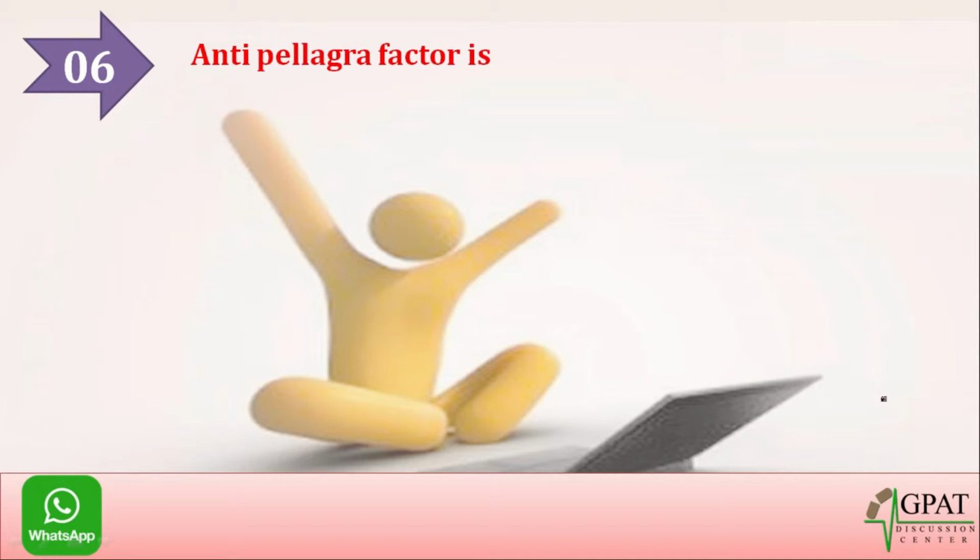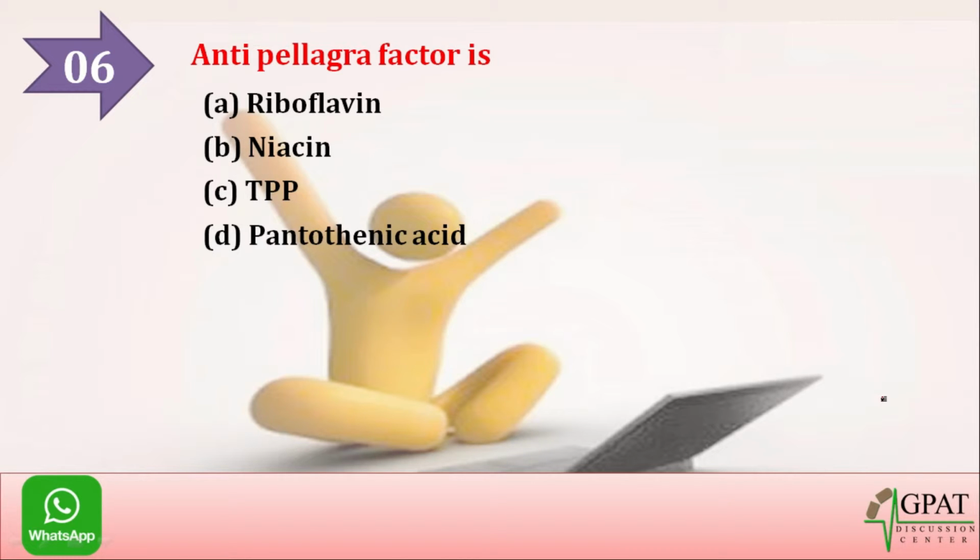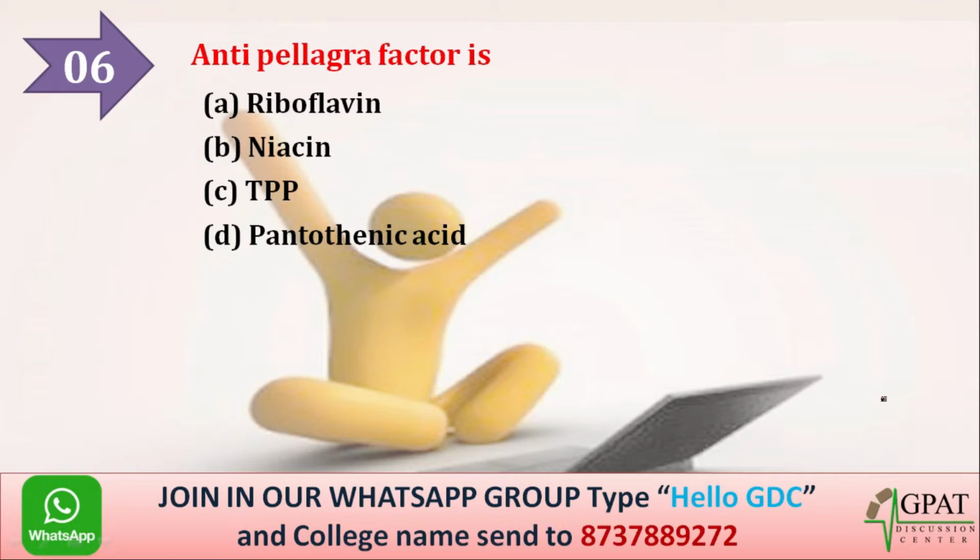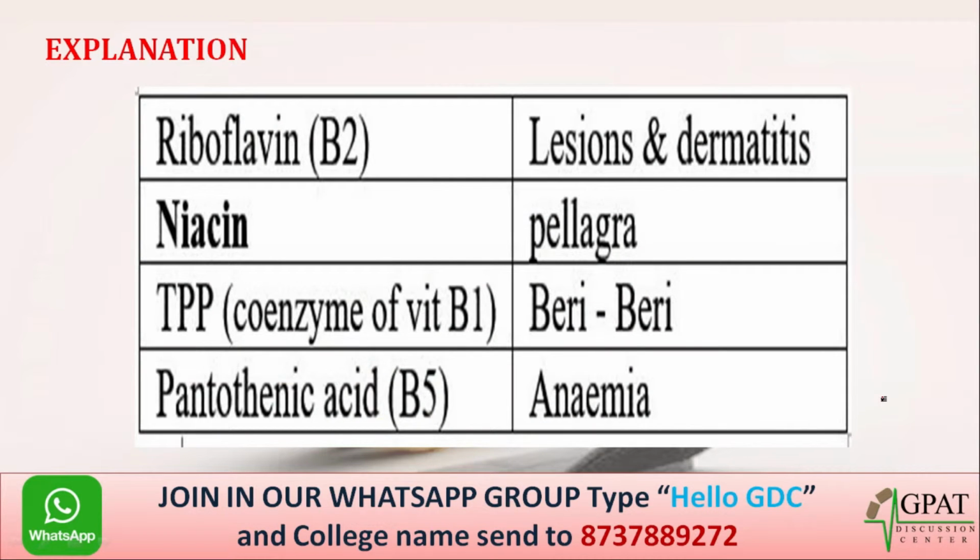Next question: anti-pellagra factor is, and the options are riboflavin, niacin, TPP, pantothenic acid, and the correct answer is niacin. Anti-pellagra factor is niacin. So let's discuss with the help of explanation.